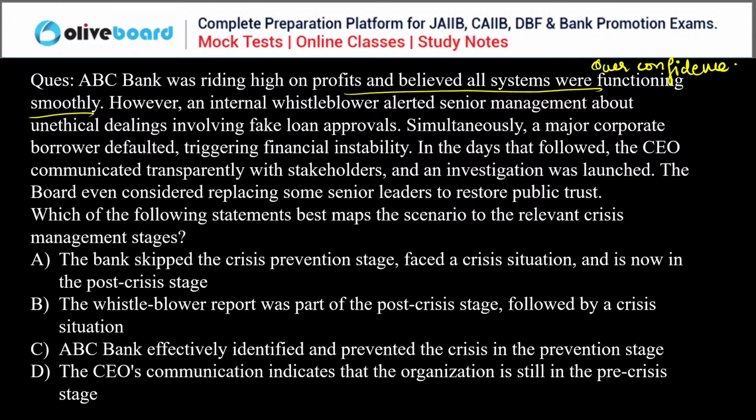Okay. The whistleblower alerted the situation. So the bank skipped that crisis prevention stage and then faced a crisis because the borrower defaulted. Then there was one more major borrower who just defaulted. So it is in the crisis stage where the crisis actually triggered. And then later, the CEO communicated with the stakeholders, an investigation started, some senior leaders were replaced. That is called the post crisis stage.